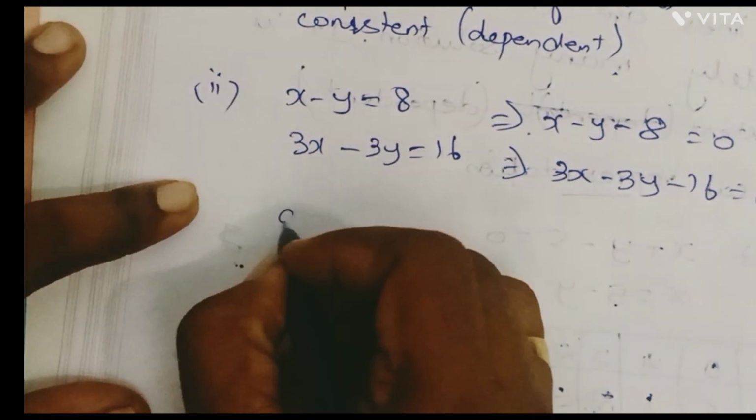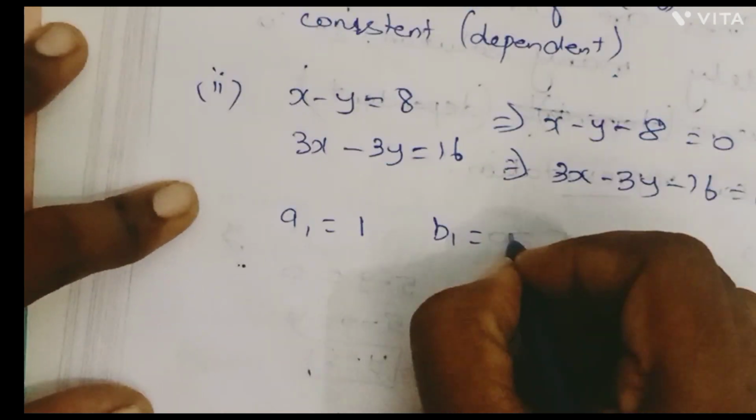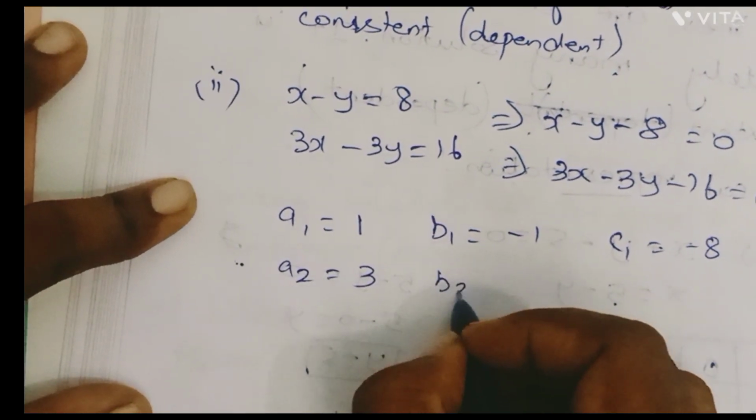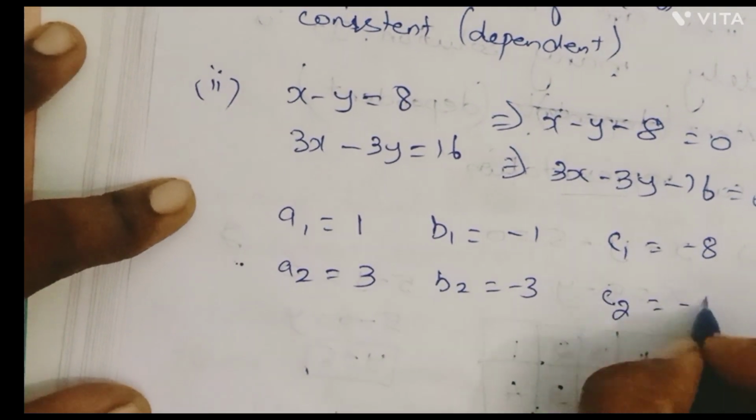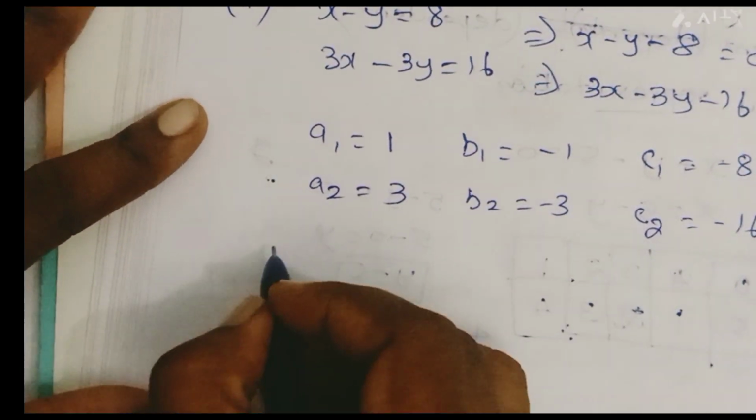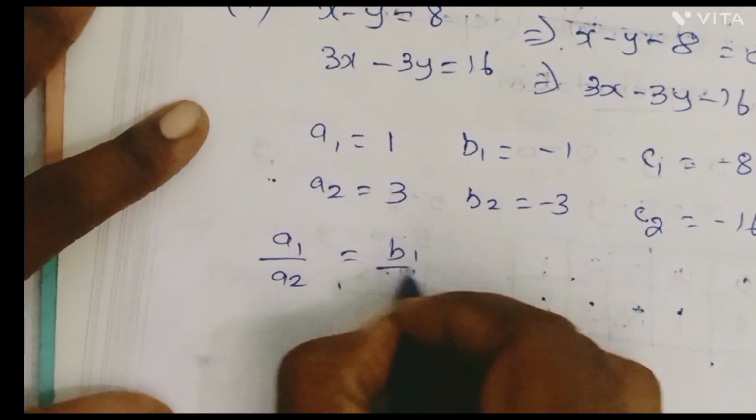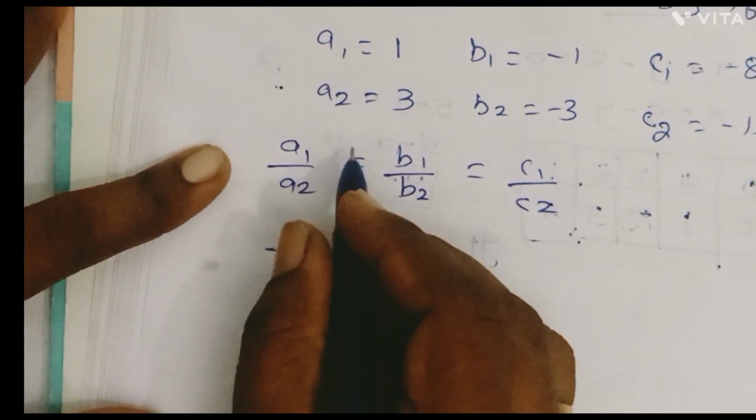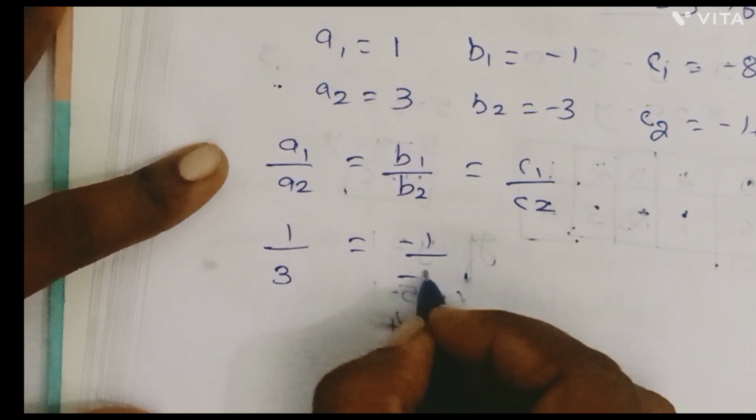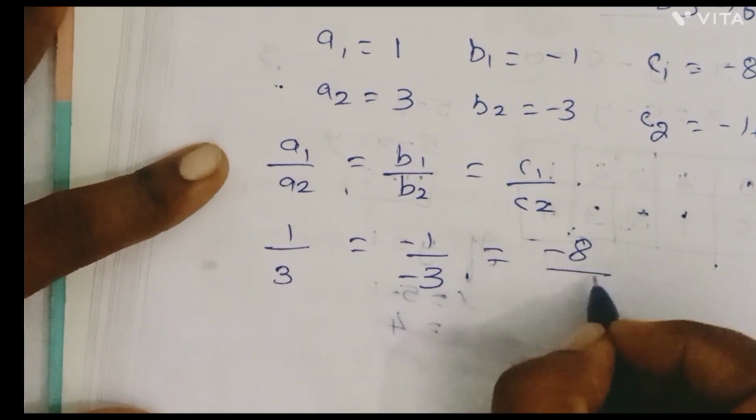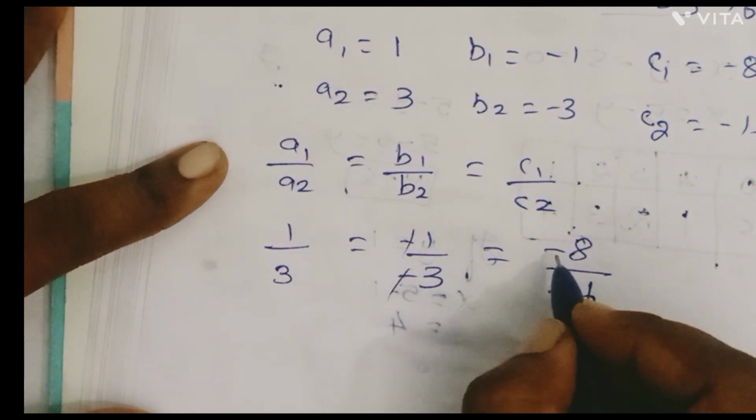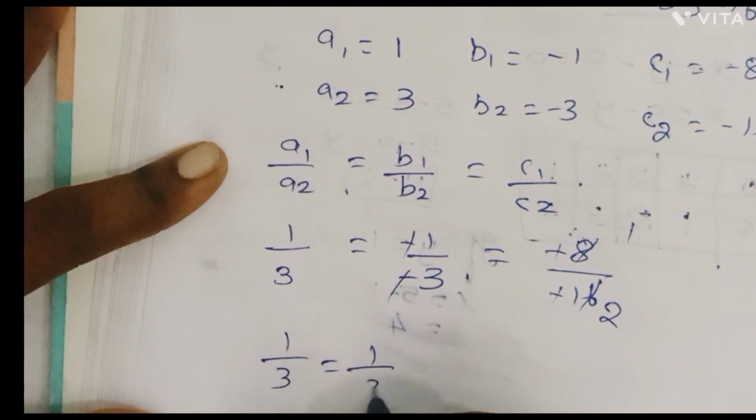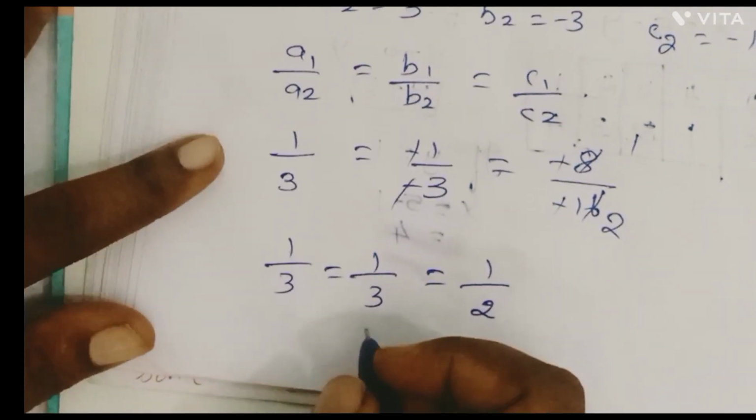Now we write a1, b1, c1. What is a1? a1 is 1, b1 is minus 1, c1 is minus 8. a2 is 3, b2 is minus 3, c2 is minus 16. Now we just find out a1 by a2 equal to b1 by b2 equal to c1 by c2. So 1 divided by 3 equal to minus 1 divided by minus 3 equal to minus 8 divided by minus 16. Minus minus gets cancelled, minus minus gets cancelled, 8 ones are 8, 8 twos are 16. So 1 by 3 equal to 1 by 3 equal to 1 by 2.